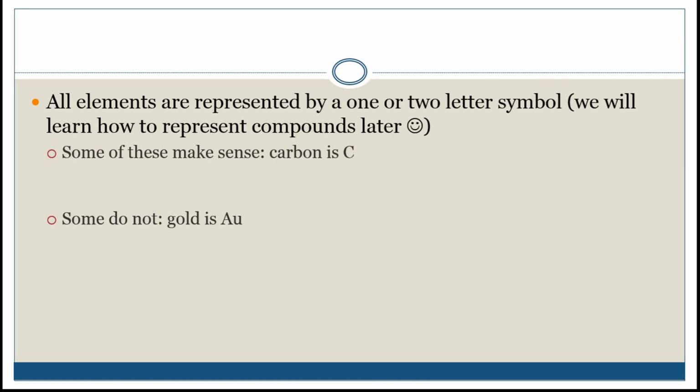A lot of the chemical names come from Old Latin or Old Greek because some of the older elements that were found a long time ago, that was the trend. You did all your science, you wrote all your science in Latin or in Greek.